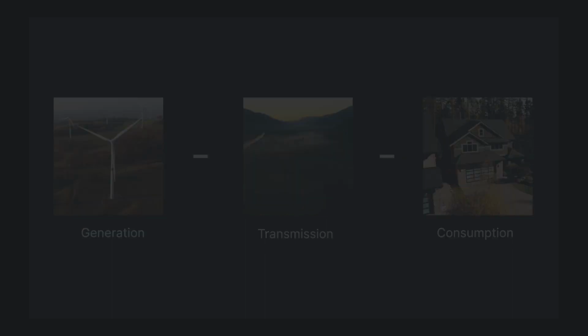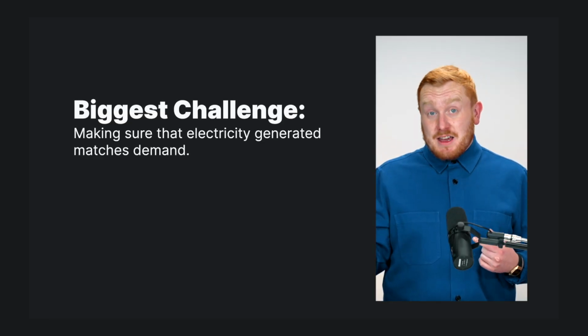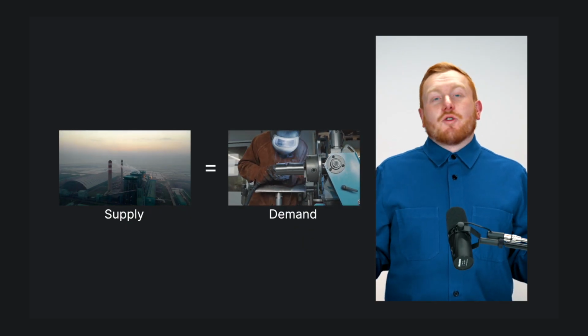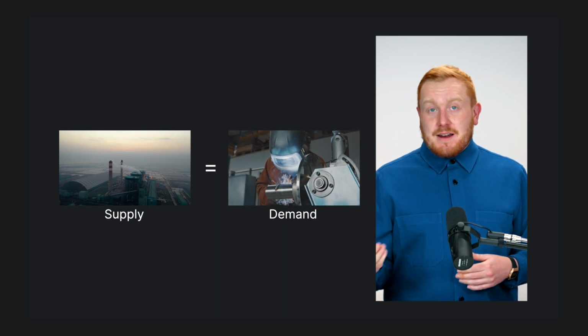Except that it isn't. The biggest challenge is making sure that the amount of electricity generated matches demand. In Great Britain, there are countless sources of electricity generation located in every part of the country. Making sure that the electricity they produce gets to where it needs to be at the right times is a massively complicated process. Matching supply with demand so that there's never too much or too little electricity on the system at any given time is a delicate balancing act.